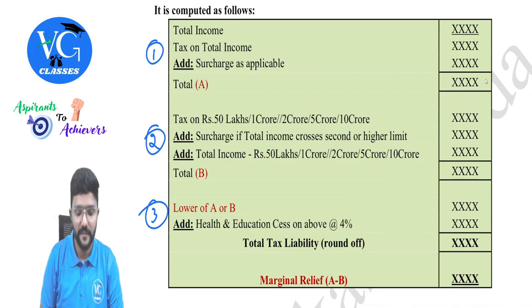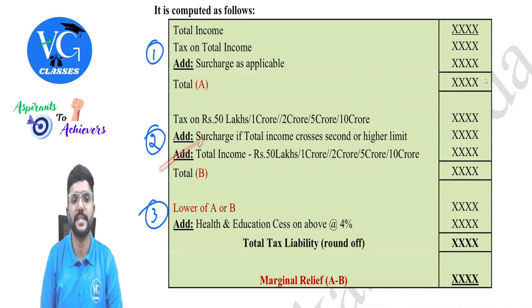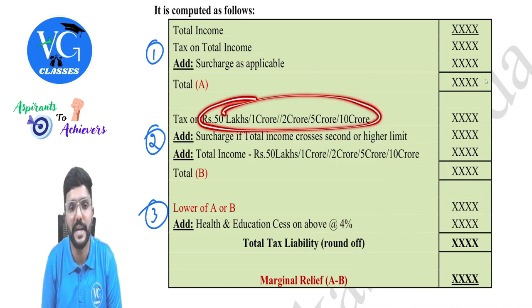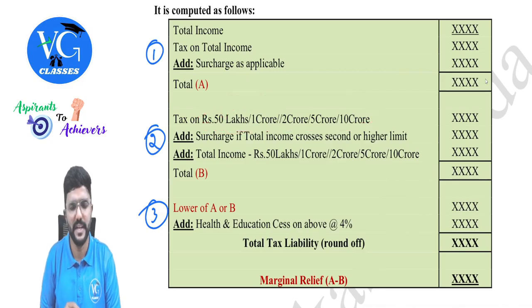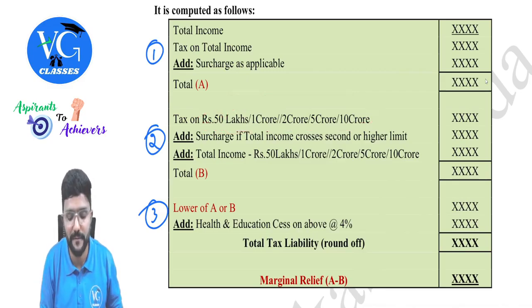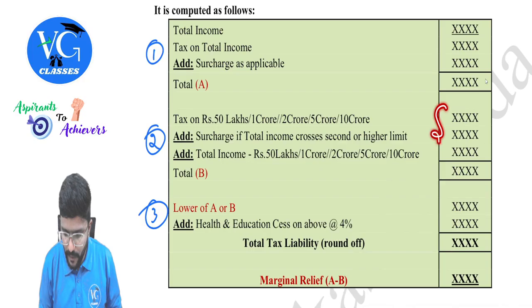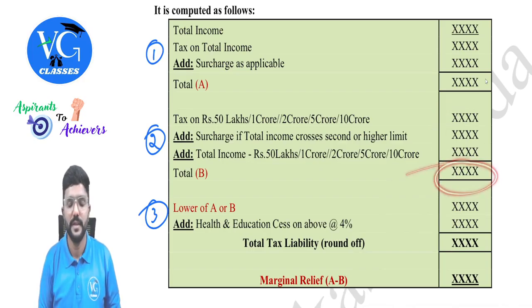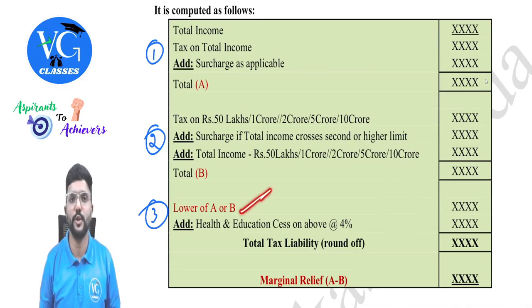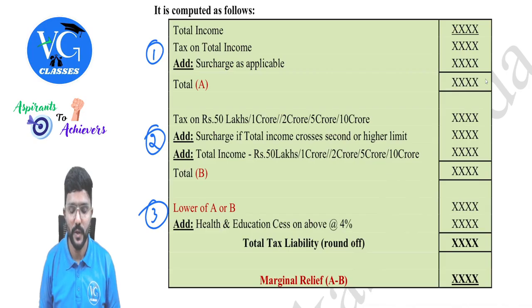I will explain numerically, don't worry. First, let us understand the steps. Next, add total income minus whatever limit you have taken here, on which you have calculated tax. Reduce that. In simple terms, total income in excess of the limit which is crossed. Then add up all these three and take it as B. Now compare A with B and take whichever is lower.